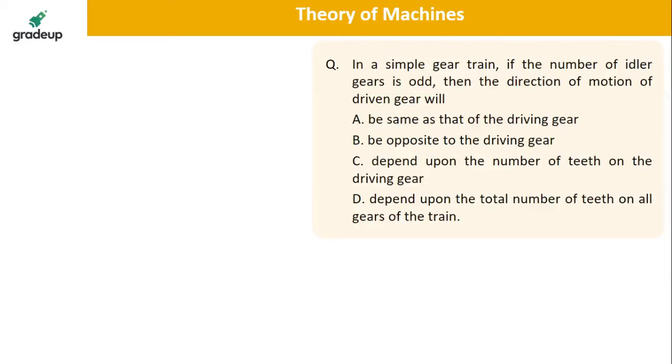Next, in a simple gear train, if the number of idler gears is odd, the direction of motion of the driven gear will be, quickly. So basically they're asking, if you have a combination of different gears, let us suppose this is an idler gear, and the number of idler gears is odd.